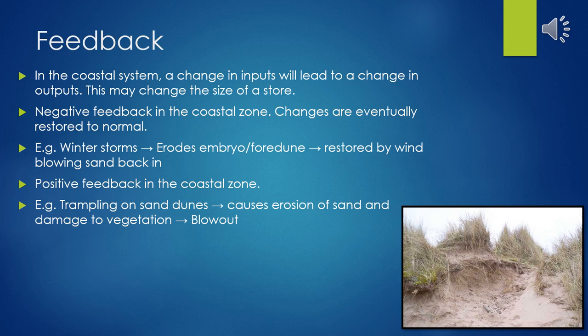However, for positive feedback in the coastal zone, people walking on sand dunes can cause what's known as a blowout. There's a picture of a blowout in the bottom right. Basically, it's where one area of the sand dune is exposed to the wind and the elements. That area then experiences more erosion, which damages the areas around it, and they experience more erosion, which damages the area around them. Within a short period of time, you've got a blowout, where the sand's been removed. They're quite common, unfortunately, on sand dune systems that are popular with tourists. So those are two examples of positive and negative feedback in the coastal system.